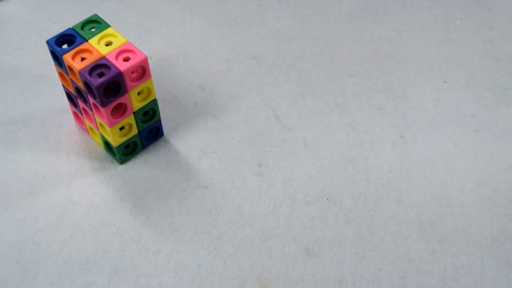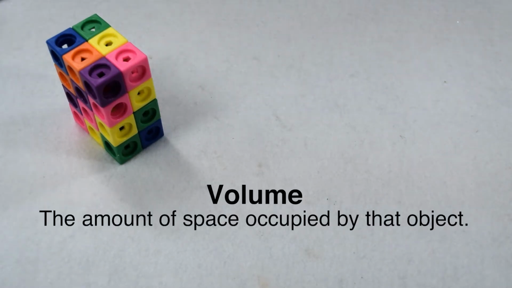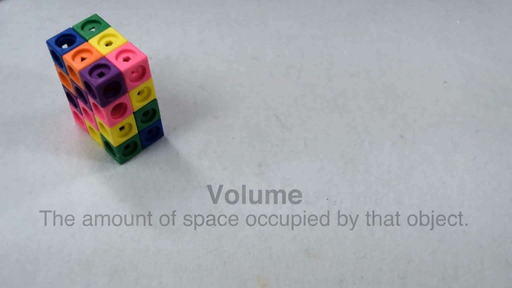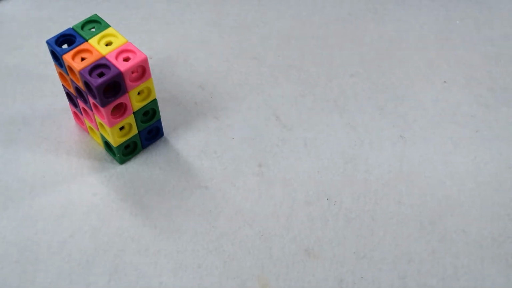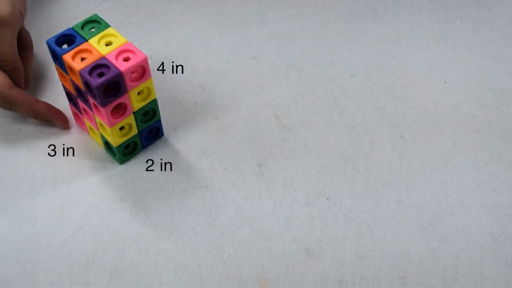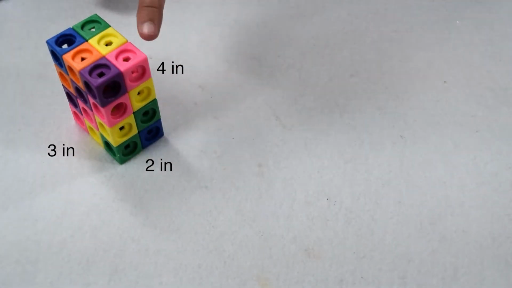Rectangular prism, our goal is to find its volume. The volume is the amount of space occupied by that object. We can also think of it as how much is needed to fill the space. To find the volume of our rectangular prism with the dimensions of a length of 3 inches, a width of 2 inches, and a height of 4 inches.